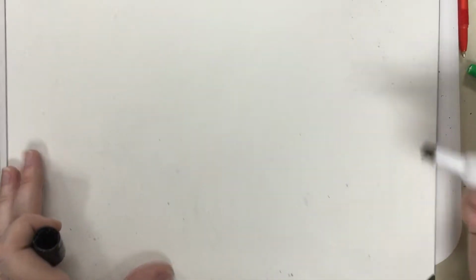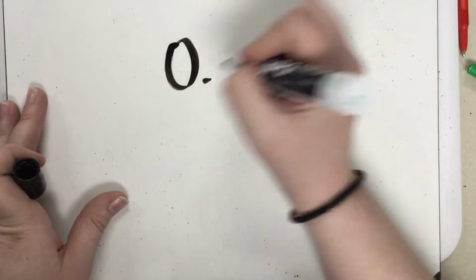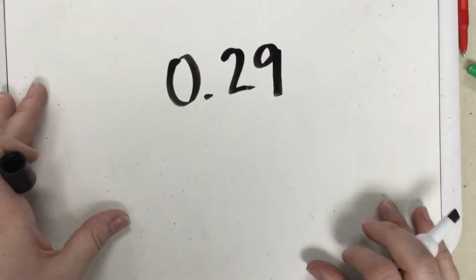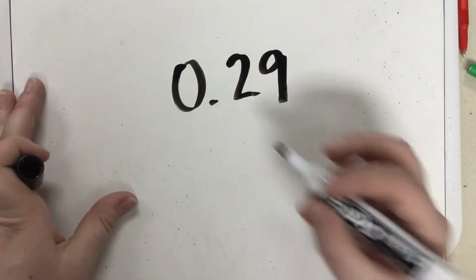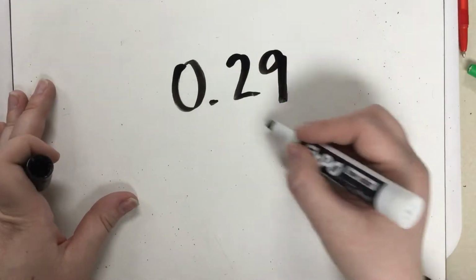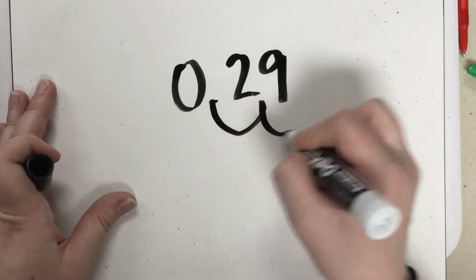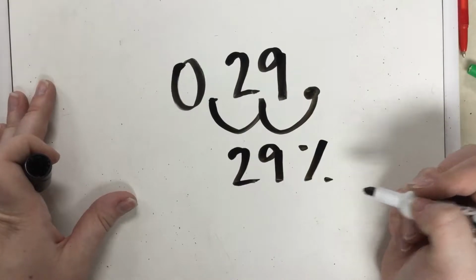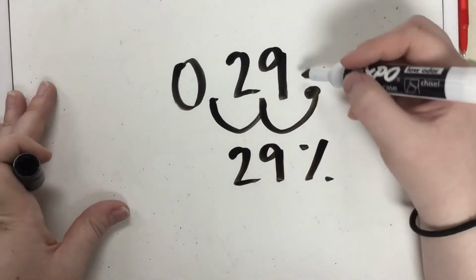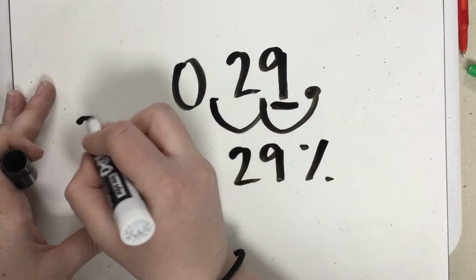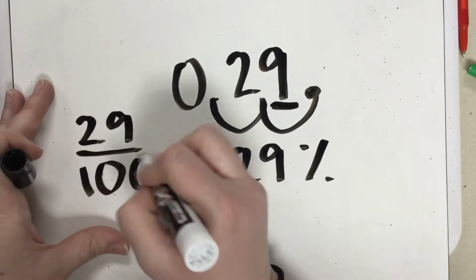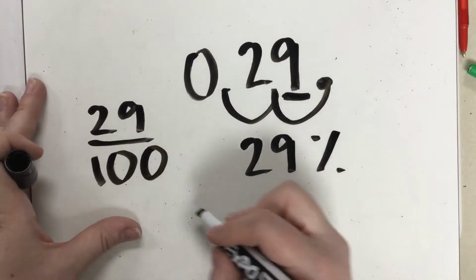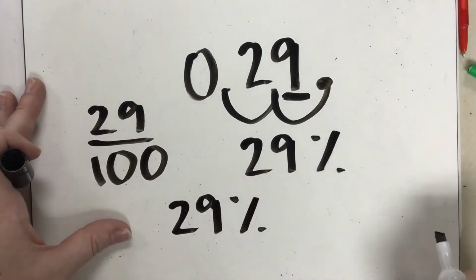Okay, what if we don't start with a percent? What if we start with a decimal? Like I was saying before, you just shift the decimal point 2 spots. Instead of shifting it to the left, we're going to shift it to the right. So it would be 29%. You could also think of it as 29 hundredths and go to fraction form first. 29 per 100, 29 hundredths, 29%.